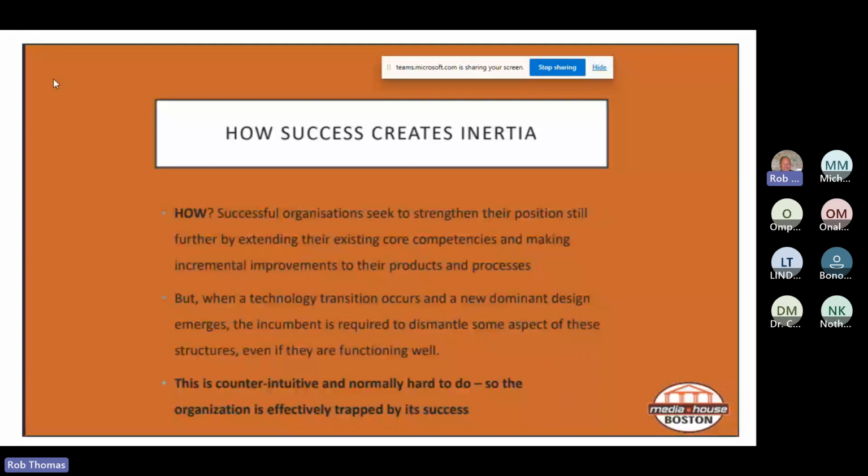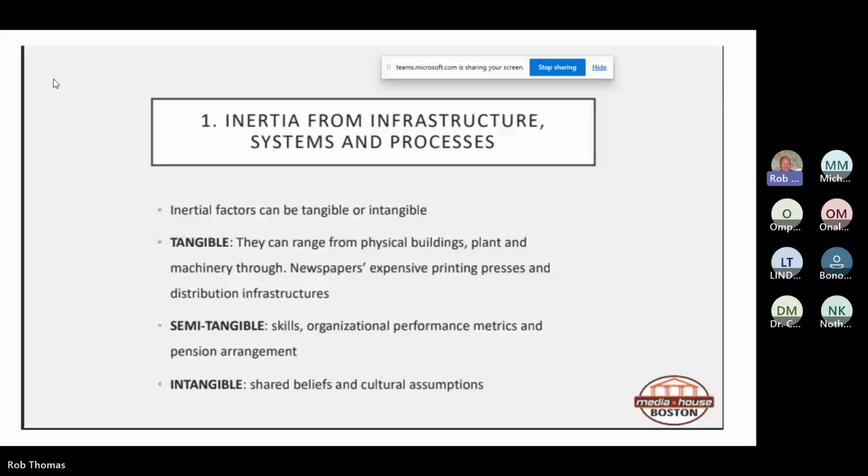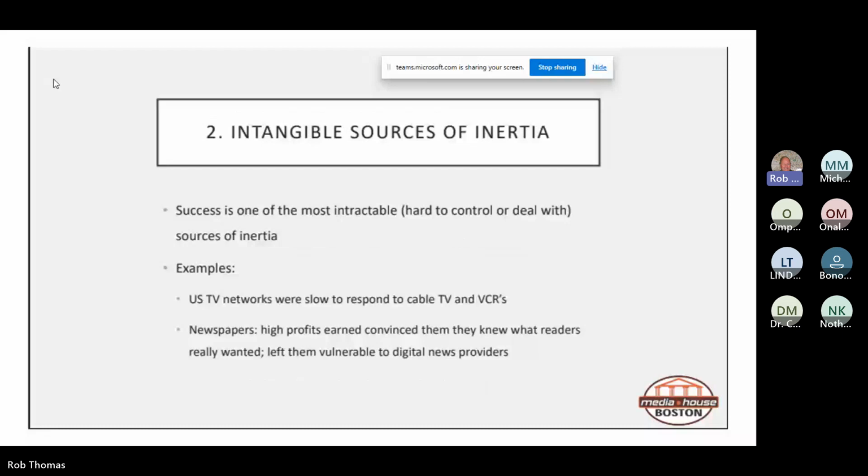Okay, so tangible physical buildings, plants, and machinery. For example, is your building, are you in the wrong city? Are you based in Bloemfontein when you should be based in Joburg? Are you not based in Cape Town? Because Cape Town's definitely on the rise. Should you be based in Cape Town and you're not, as an example.